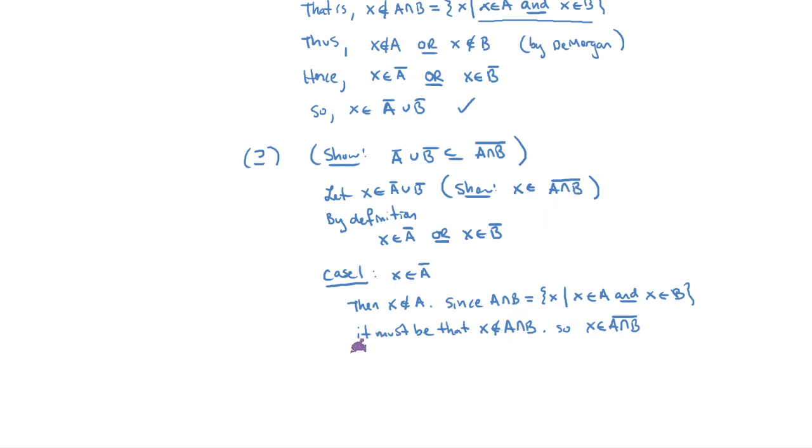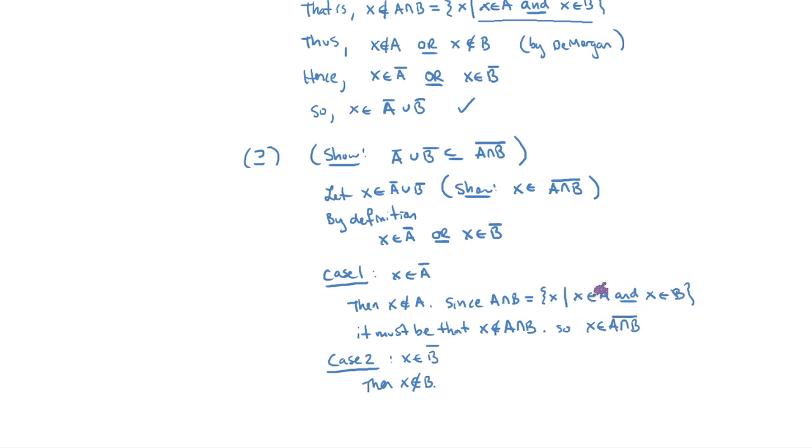Okay, could we say the same thing in the other case? Well, case 2, x would be an element of B complement. So then x would not be an element of B. Okay. Well, similarly, the intersection is still the same, right?